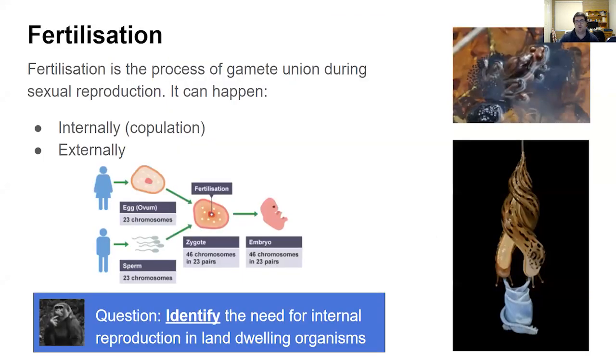When we talk about sexual reproduction, we are talking about one of two processes. There is either internal reproduction, which is what humans do. It typically involves a process called copulation, where a male and female engage in sexual reproduction, and you have the delivery of sperm by the male to the egg released by the female.